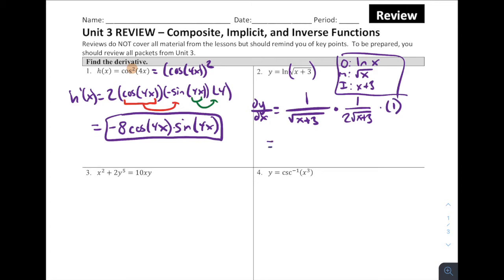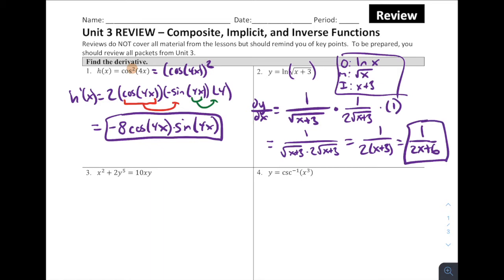But this is going to simplify to be 1 over the square root of x plus 3 times 2 times the square root of x plus 3. Since these have the same radical under them, that's going to multiply out to be x plus 3. So I've got 1 over 2 times x plus 3, or 1 over 2x plus 6 would be our derivative for that function.